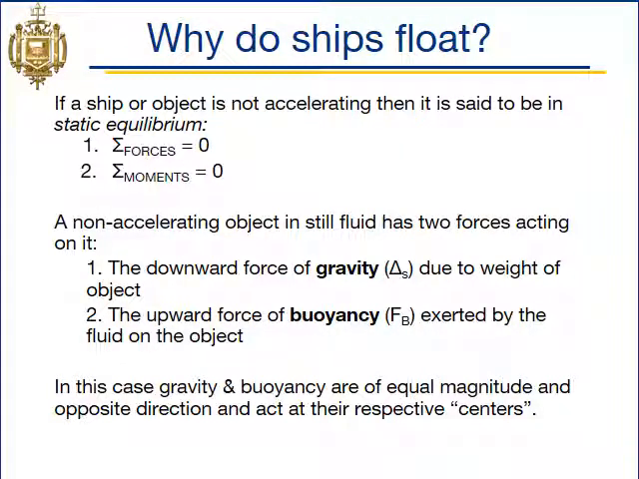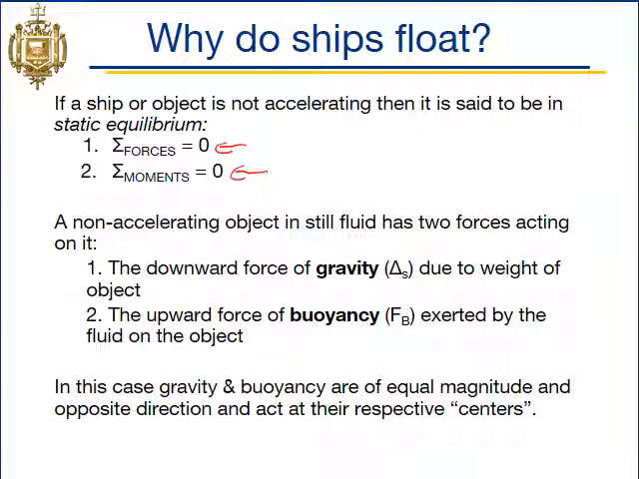All right, so why do ships float? It's a big question, right? So if a ship or an object is not accelerating, then it's said to be in static equilibrium, right? So we'll just think about a ship that's just sitting in very still water and floating. So if it's just floating there, that means it's in static equilibrium, and therefore the sum of the forces on the ship is equal to 0, right? Because it's not accelerating up or down, or left or right, or forward or backwards. And the sum of moments is also equal to 0, so the ship isn't experiencing rotational acceleration. It's not just kind of spinning there. It's sitting there floating nicely, right? So static equilibrium.